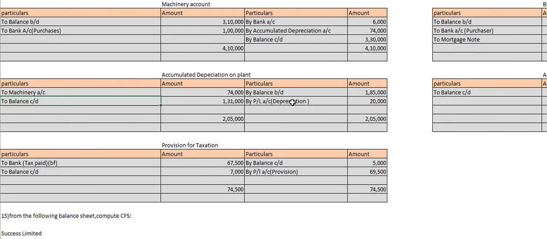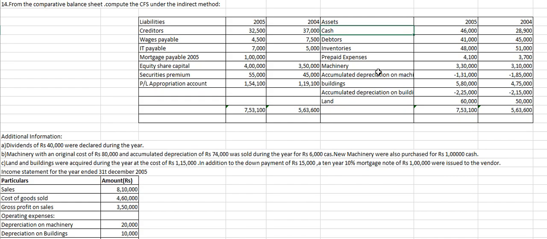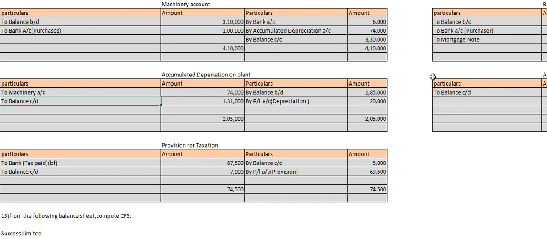Accumulated depreciation account on plant. So opening balance is 1,85,000, closing balance is 1,31,000. So by balance brought down 1,85,000, to balance carried down 1,31,000. If you see, there's an accumulated depreciation of 74,000, which is your corresponding entry in your accumulated depreciation account as to machinery account 74,000. So your balancing figure is by profit and loss account 20,000.